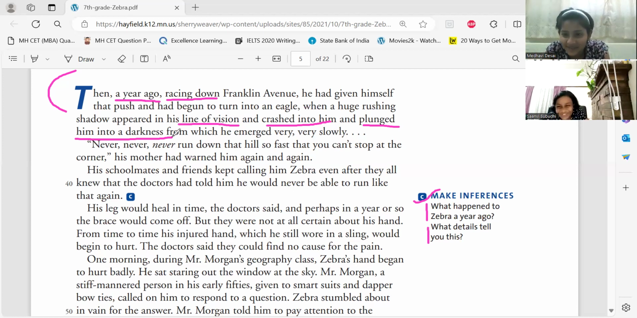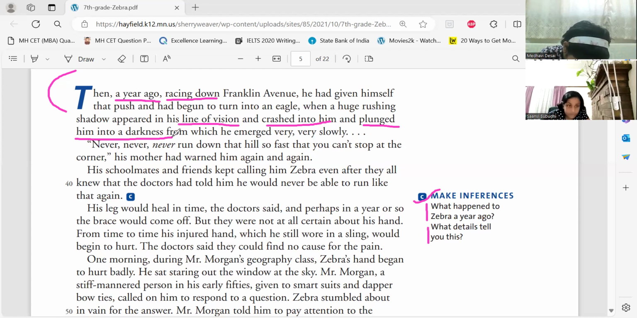He was very fat so I just banged into him and came back. He bounced back, like a trampoline. So it's banged into him, crashed into him, ran into him. Yes, you ran into him. Okay. And plunged him into a darkness. What is plunge? Like jumping from a height. Jumping deep or jumping from a height is plunge. Plunged him into a darkness.